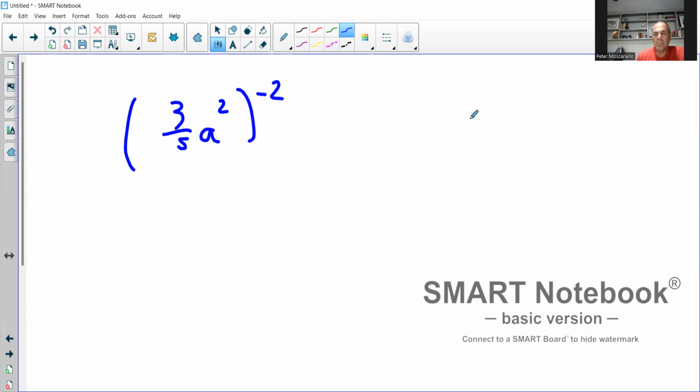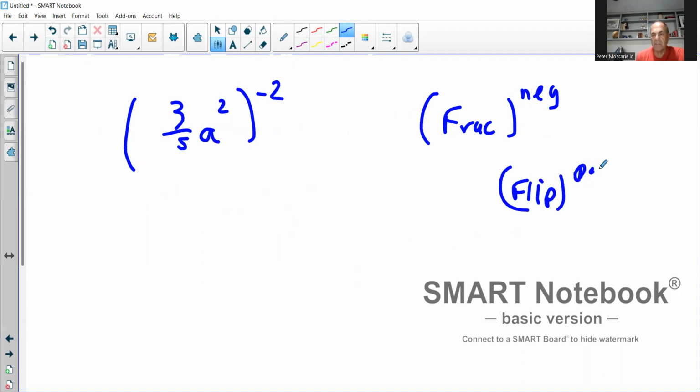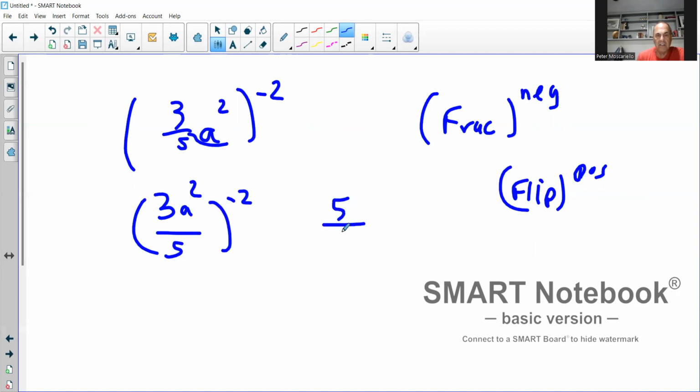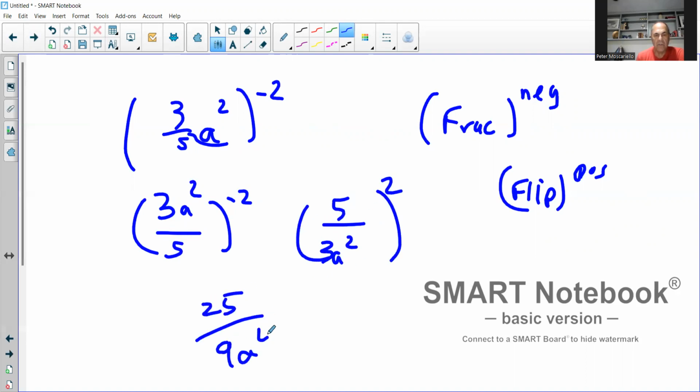The easiest way to do this one is if we have a fraction to a negative, we flip the fraction. It says flip and make the power positive. So this fraction, the a squared's on top. It's really 3a squared over 5. Flip the fraction and make the power positive, and that's just 25 over 9a to the fourth. That's it.